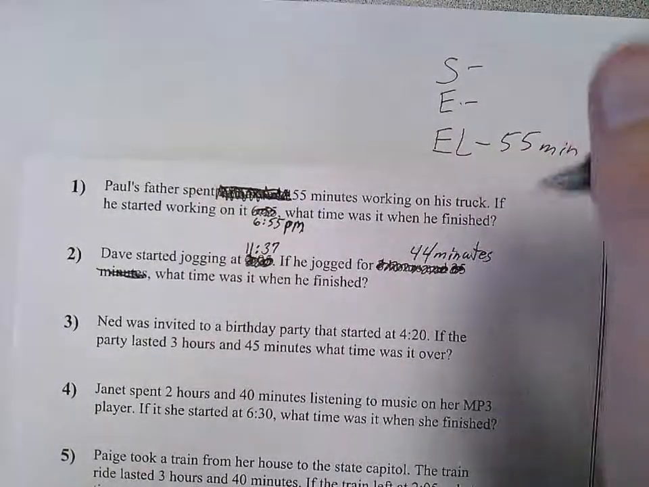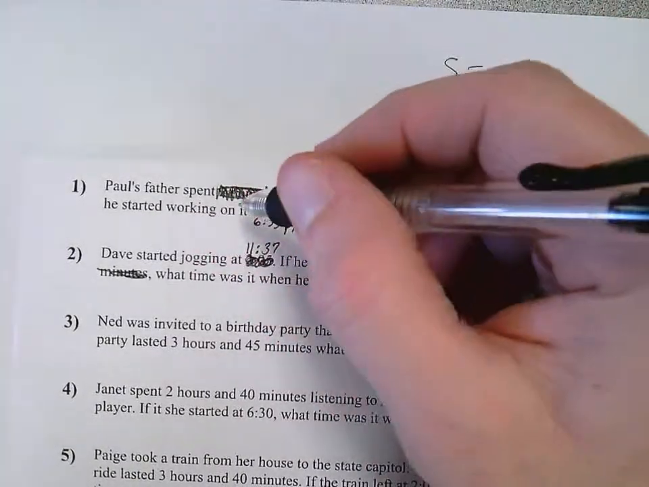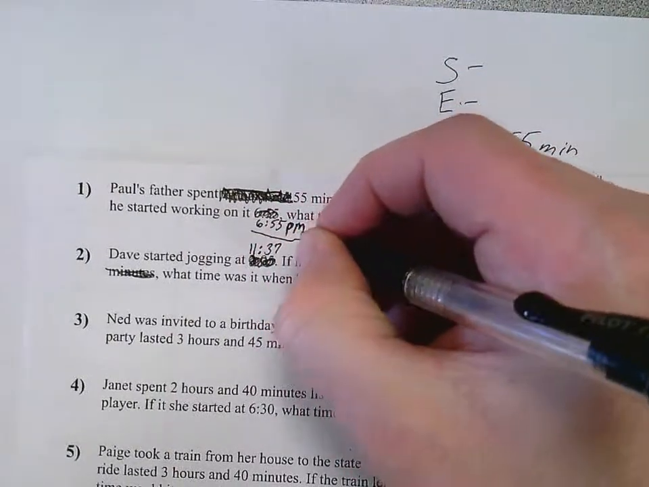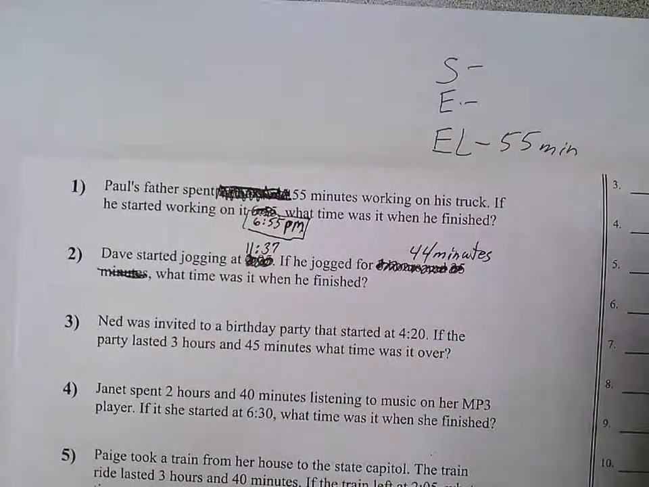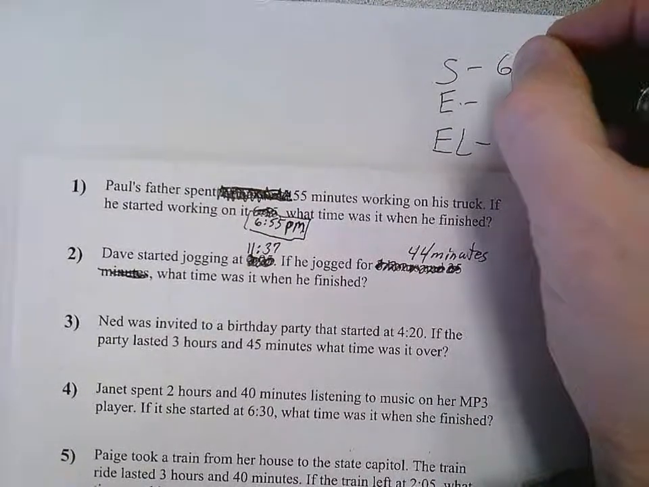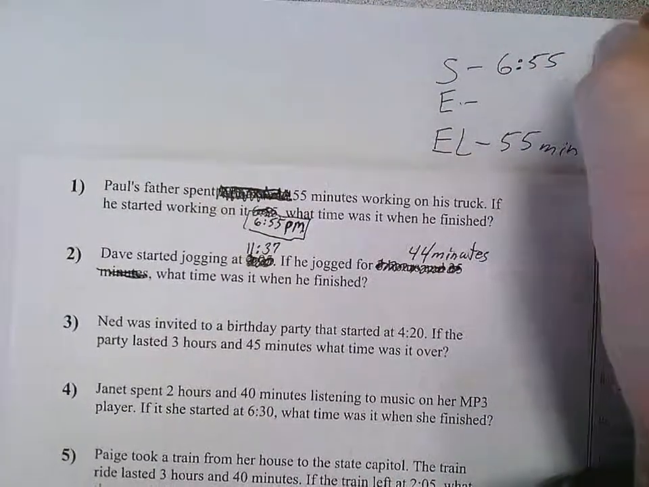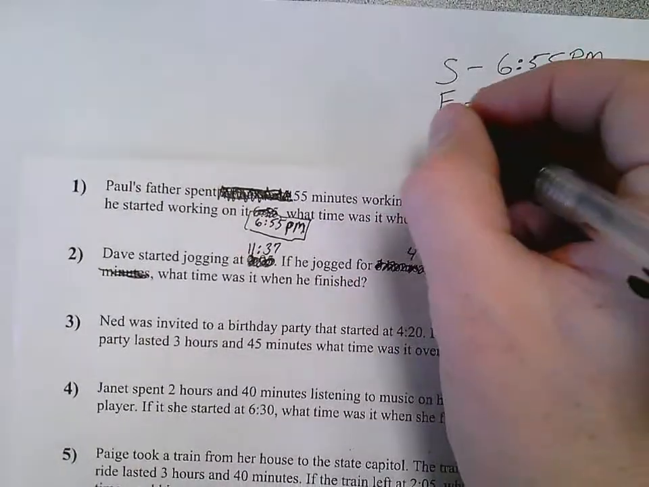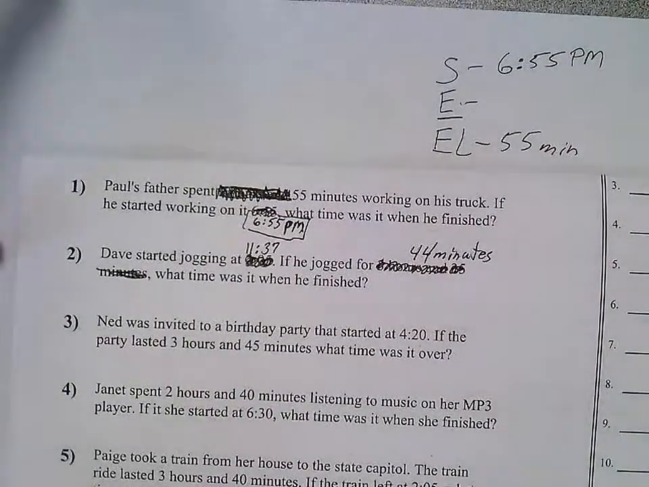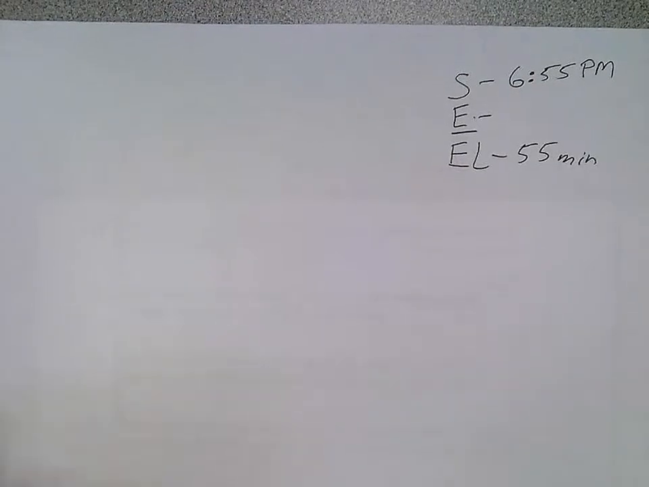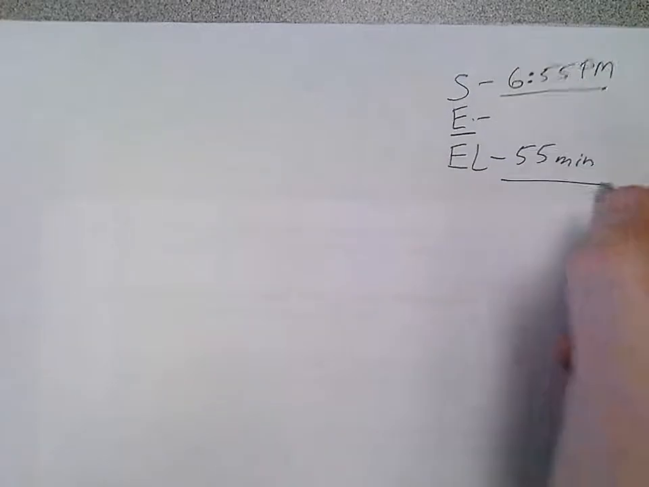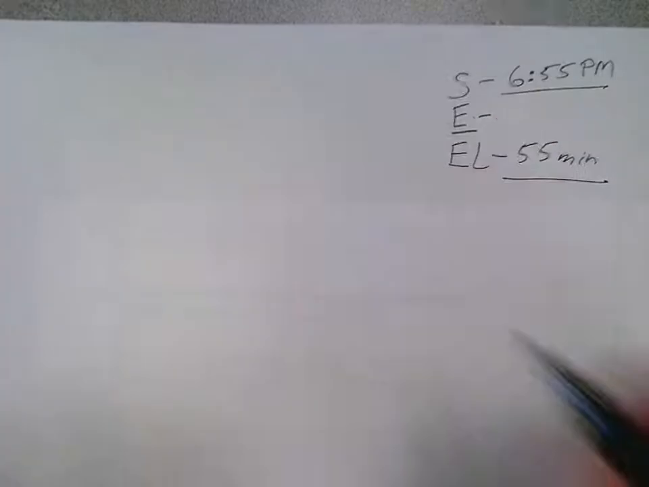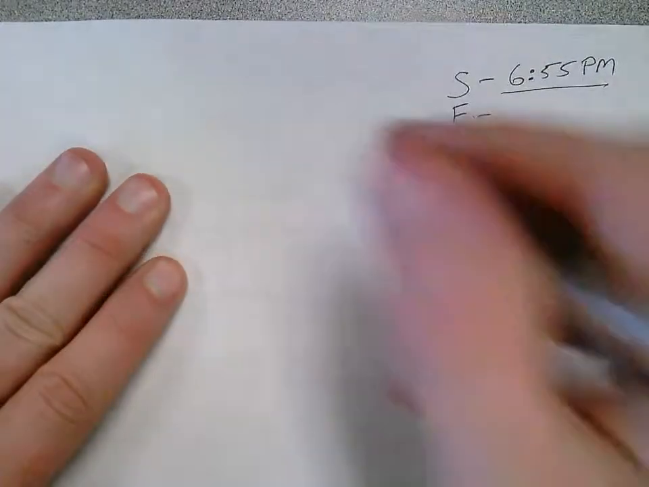And then we see it says if he started working on it at 6:55 p.m. So that's what time he started working. And it says what time did he finish? So we're being asked to figure out the end time. With any of these problems, we're always going to use what we know to figure out what we don't know. We know the start time, we know the elapsed time, and we're going to use that to figure out the end time. So I'm going to first make my clock.